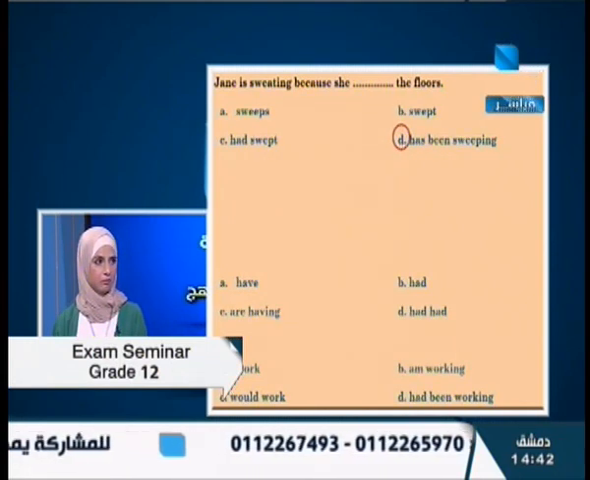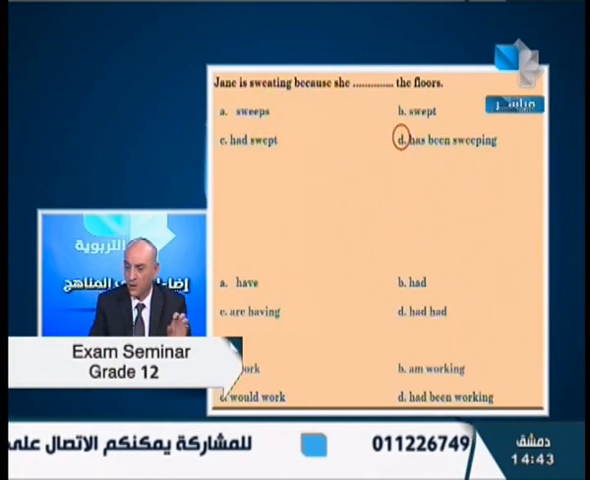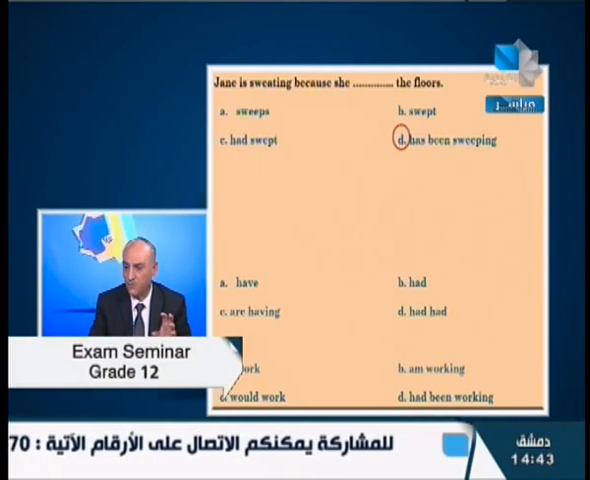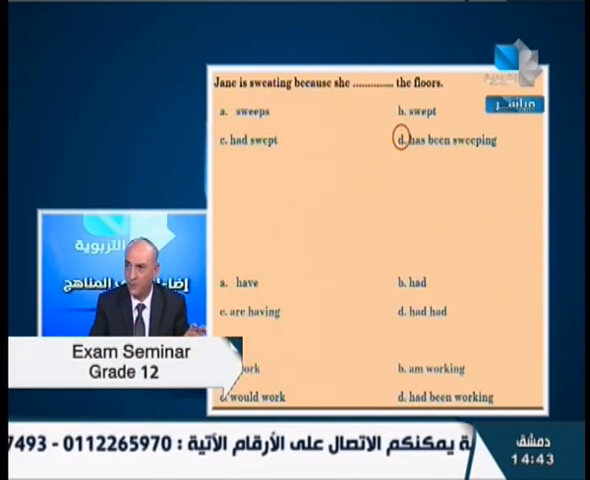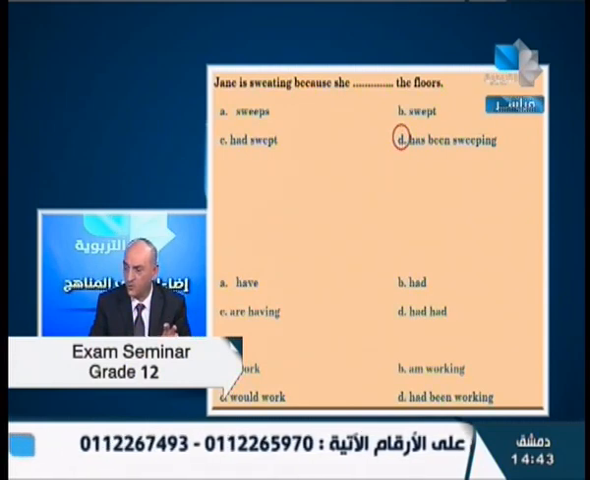We can't use sweeps, of course. We can't use swept because it is in the past, and we have a result in the present, so it is wrong to use swept. Had swept, again, it is past perfect. We cannot use it. So the only correct choice here is D, has been sweeping.